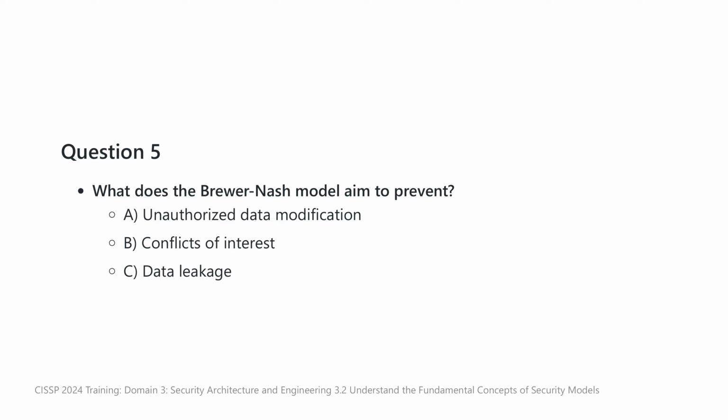Question 5 on this slide asks, what does the Brewer-Nash model aim to prevent? Your options are A, unauthorized data modification, B, conflicts of interest, and C, data leakage. Think about the context in which the Brewer-Nash model is applied. It's specifically designed to address issues that can arise when handling sensitive information within companies, particularly to ensure that no conflicts of interest occur. Consider this when selecting your answer.